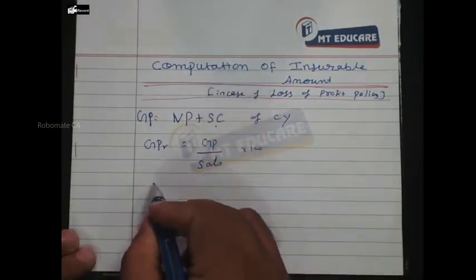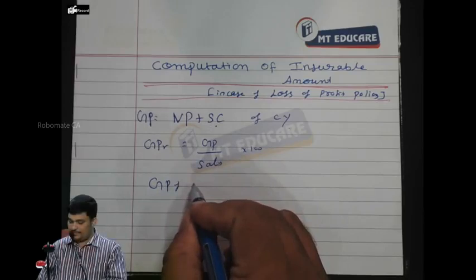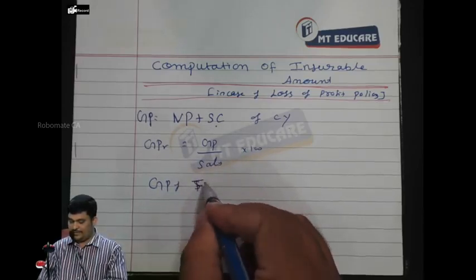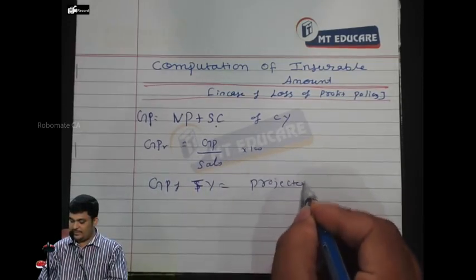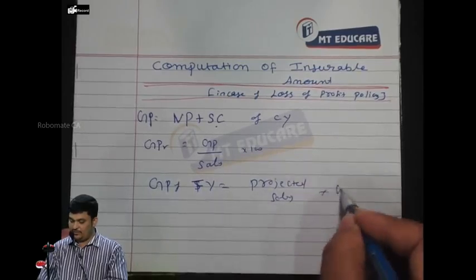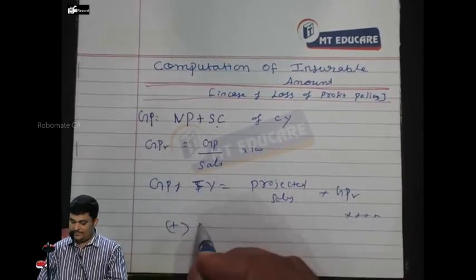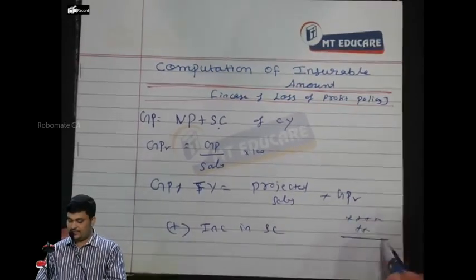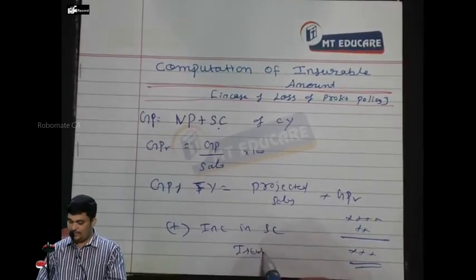Now it is this way: GP of the subsequent year, the future year, will be projected sales into GPR. Correct? Respond. Plus increase in standing charges. You will get what? Insurable.